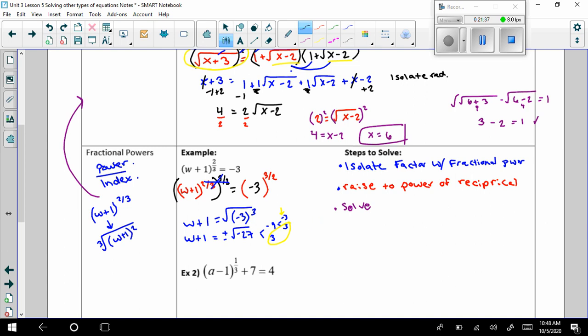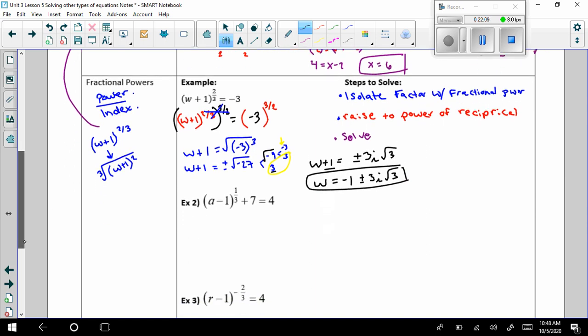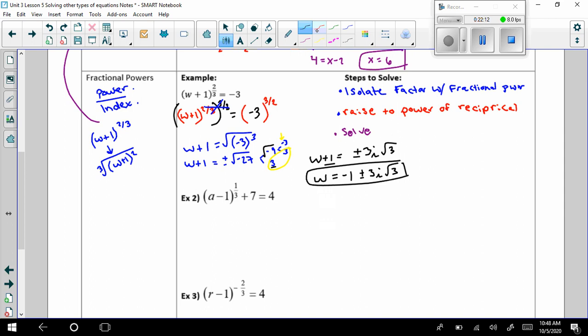And so this becomes w plus 1 is equal to plus or minus 3i with a leftover 3 here. And again, that's taking the square root of -9 is plus or minus 3i with a leftover 3. You could do it that way as well. All right, so last step here is to subtract the 1. So w is equal to -1 plus or minus 3i root 3. For this one, you can check it in your calculator if you really want to. Just go back through and double check all your steps.